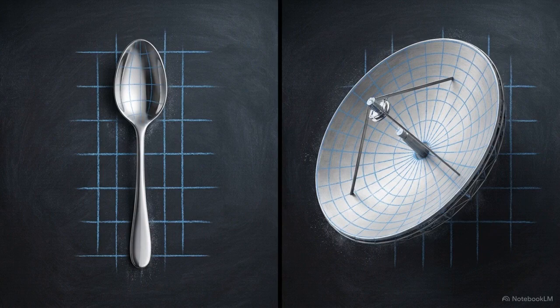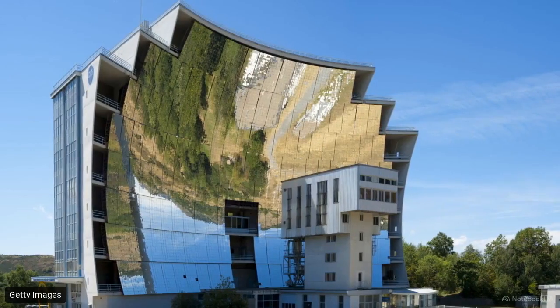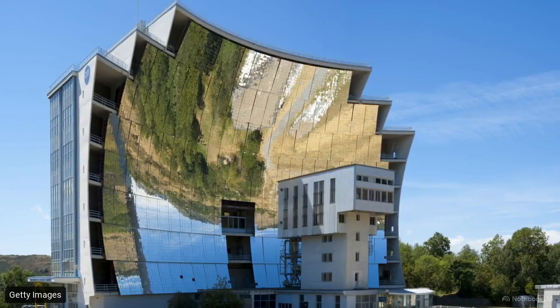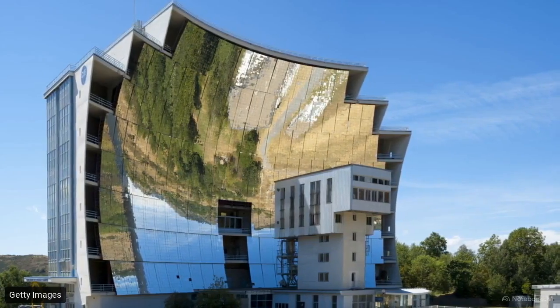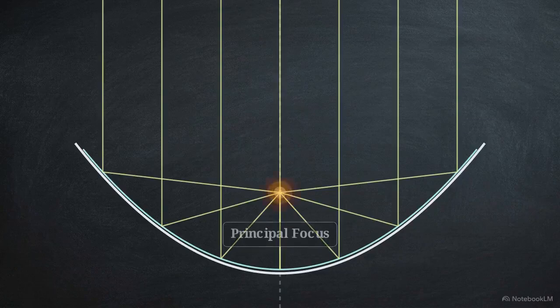Because these geometric rules are universal, they allow engineers to scale the physics of a spoon up to industrial levels. This solar furnace uses a massive concave mirror array to capture parallel sunlight. By forcing that light to converge at a single massive focal point, the structure generates enough heat for industrial processing.